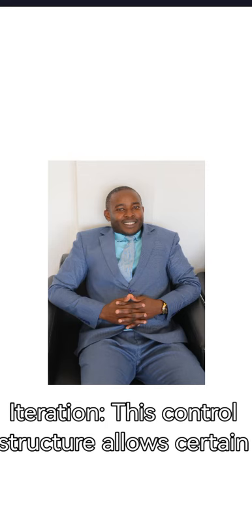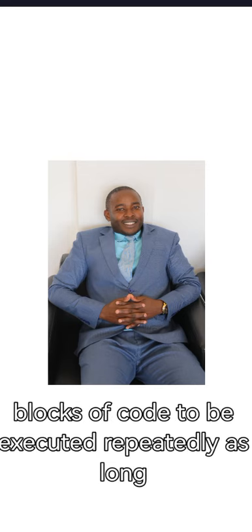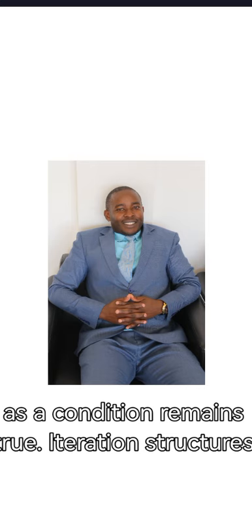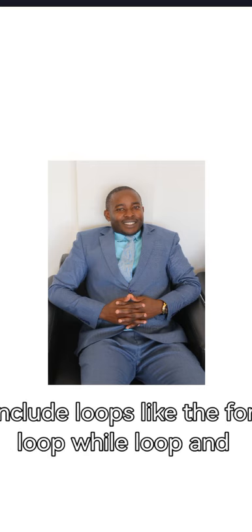Iteration. This control structure allows certain blocks of code to be executed repeatedly as long as a condition remains true. Iteration structures include loops like the for loop, while loop, and do-while loop.